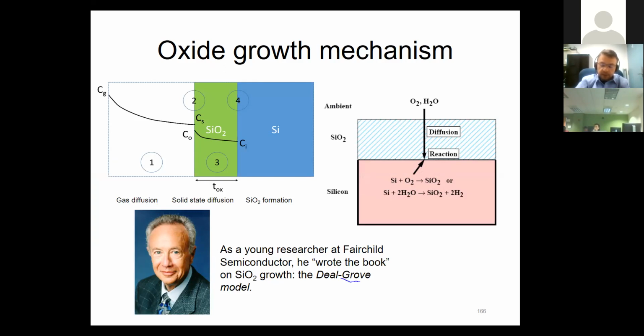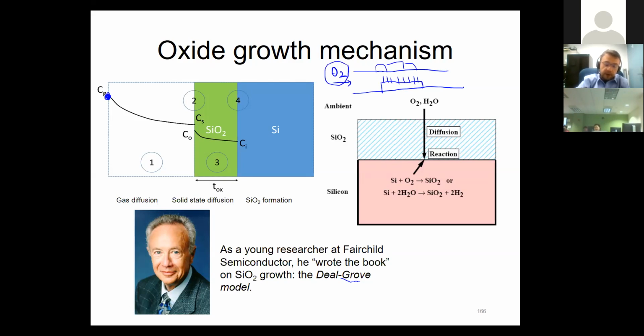Deal-Grove. That's the reason why it's shown like that. He was only a graduate student, as far as I know, when he built this oxidation model. And the model goes on like this. So let's remind ourselves. First we have the furnace and our tube, and the wafers are sitting inside. And we flow in our gas. Let's say this is oxygen right now. And we heat up the chamber with the zones. So the oxidant, which is the oxygen here, will have a certain concentration.